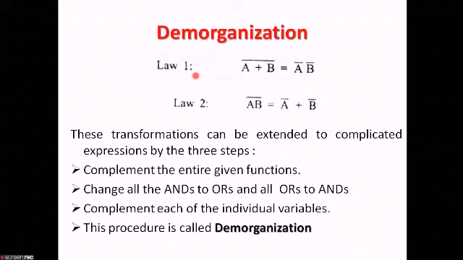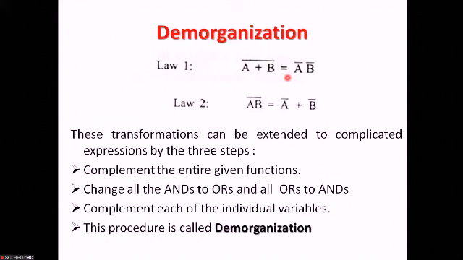Law number 1 is (A plus B) whole bar equals A bar dot B bar. And law number 2 is (A dot B) whole bar is equal to A bar plus B bar. So normally the first law states that the complement of a sum of variables is equal to the product of their individual complements. It means that the complement of two or more variables ORed together is the same as the AND of the complements of each of the individual variables. So this is the first law.